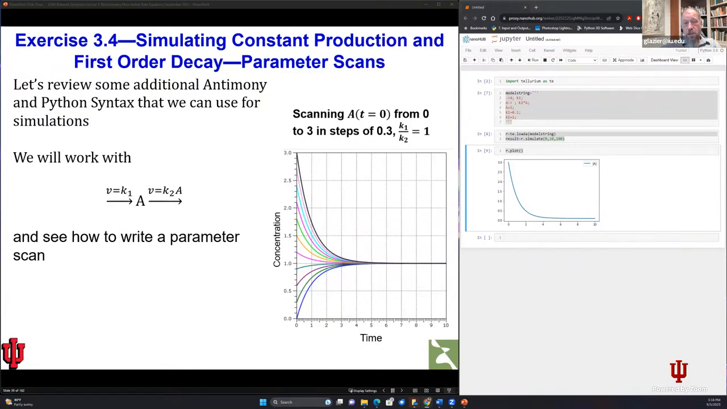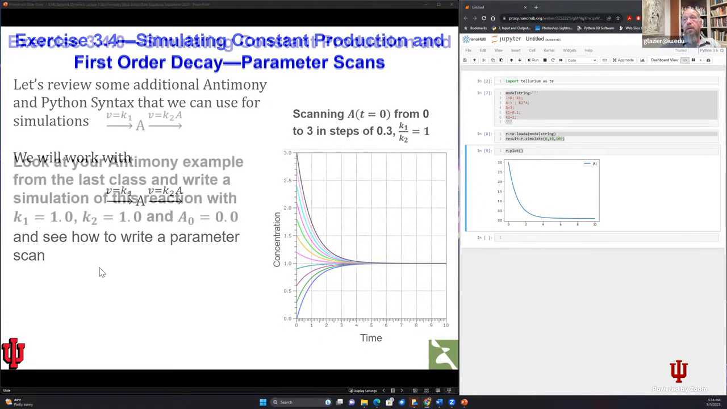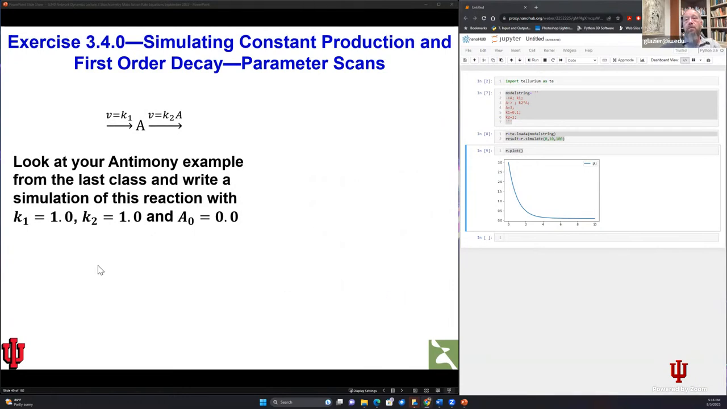Does anybody need more time? People caught up with that? I realize that for some people, great. Oh, thank you. Okay. So one of the things we could do is to change the values of K1 and K2 and A.